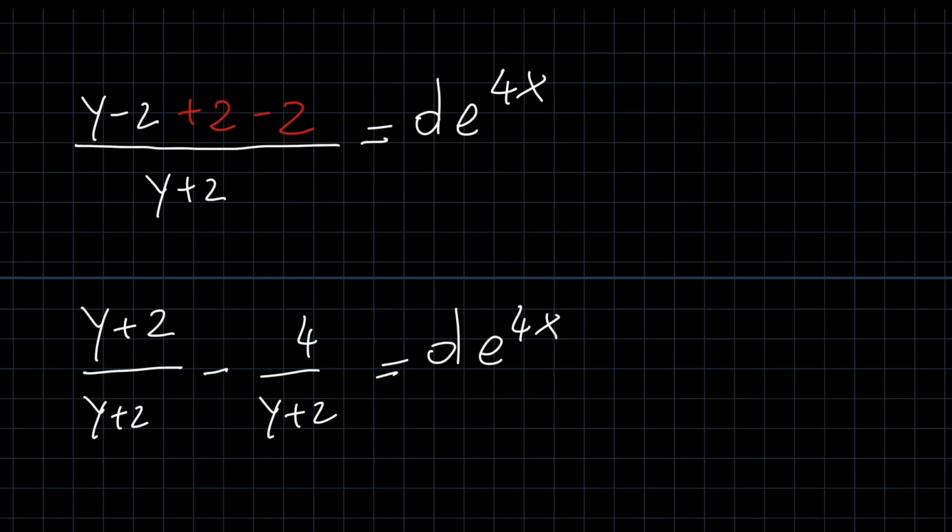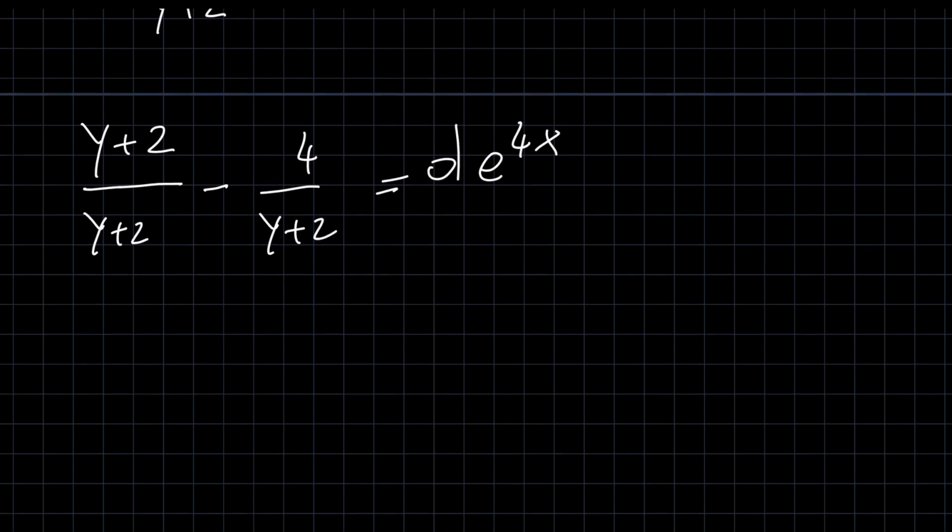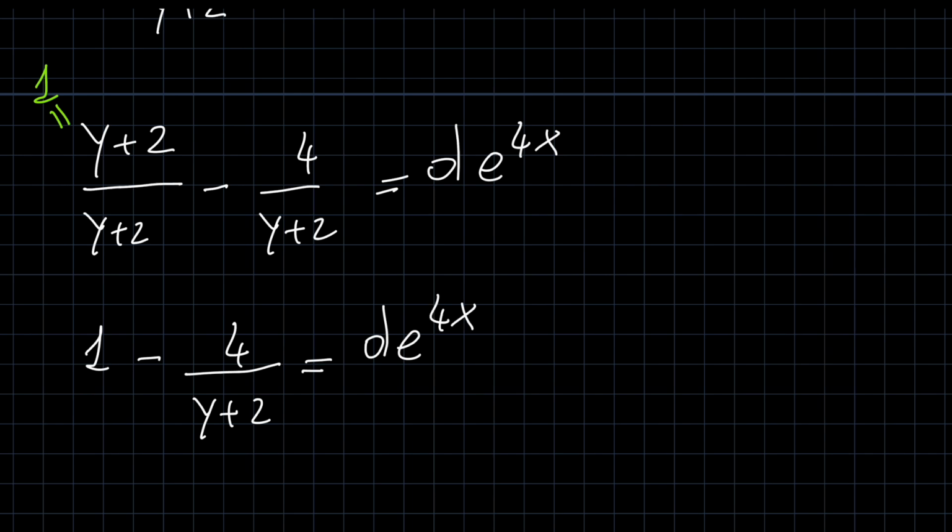So what I did, I picked up this plus 2 and this y, and I put it here, and I divided by y plus 2. And then I sum this minus 2, I get this minus 4 up there, and I still divide it by y plus 2. Why do we think this is smart? Because now this guy here on the left hand side is just equal to 1, because it's y plus 2 divided by y plus 2. So I get 1 minus 4 over y plus 2. This is equal to d e to the 4x.